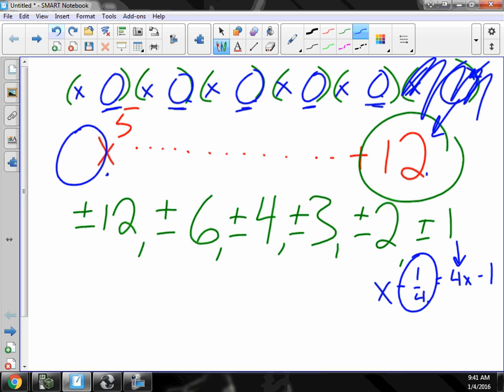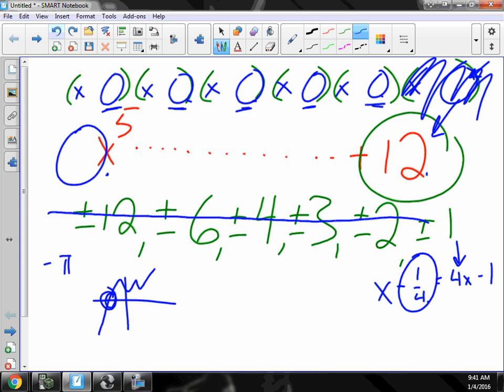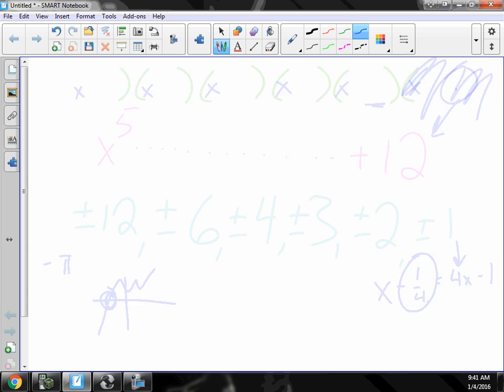Now, are any of those actually roots? We don't know. They might all be wrong, right? It is possible to build one that looks like this, and that number is negative pi. In which case, the only real root is negative pi, and none of those are right. So we're just looking at what the possibilities are for rational roots. They may or may not actually exist.